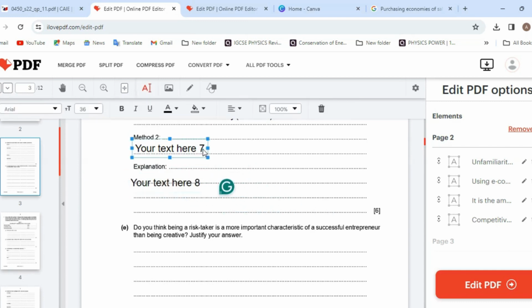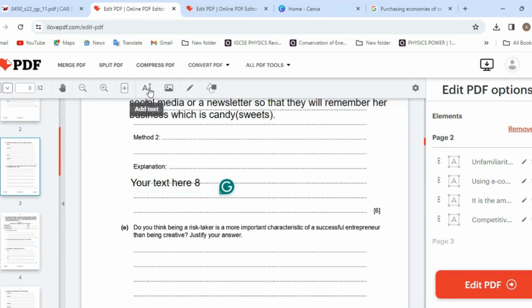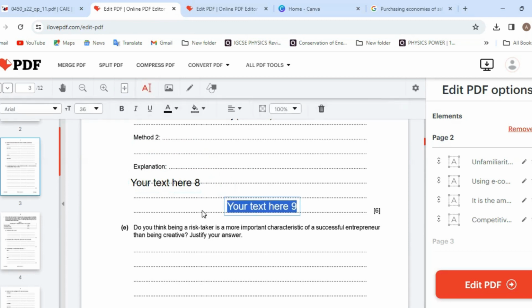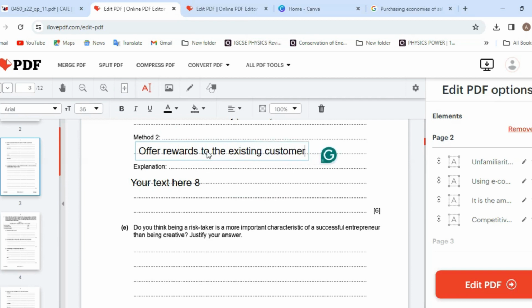Okay, offer reward, yes. Let's try and type the point first. Offer reward to the existing customers. Yeah, now let's try and bring out our explanation.